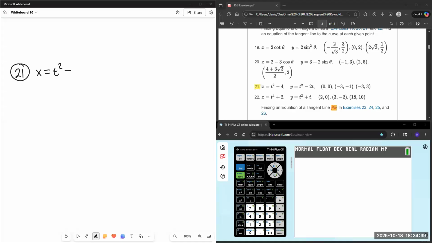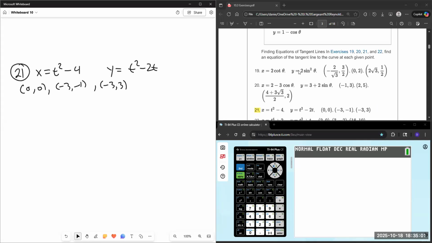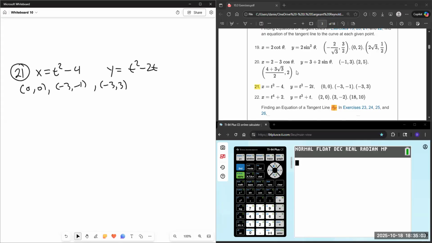X is equal to t squared minus 4. Y is equal to t squared minus 2t. And then we're given the points (0, 0), (-3, -1), and (-3, 3), that we want to find the equation of the tangent line to the curve at each given point. So it would be helpful to find the t values associated with each of these points.